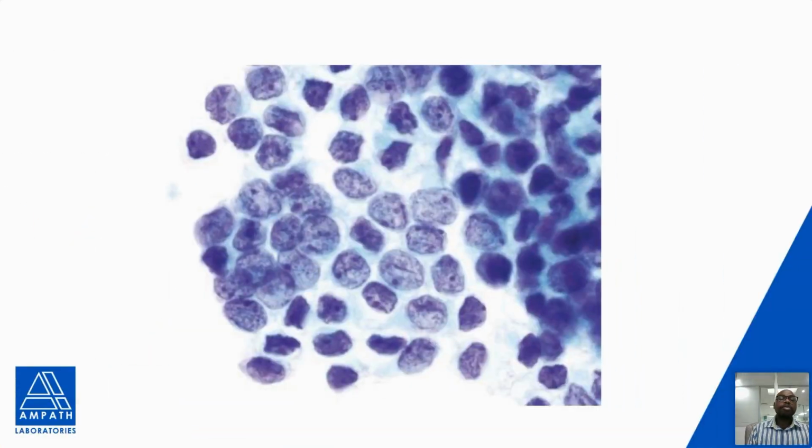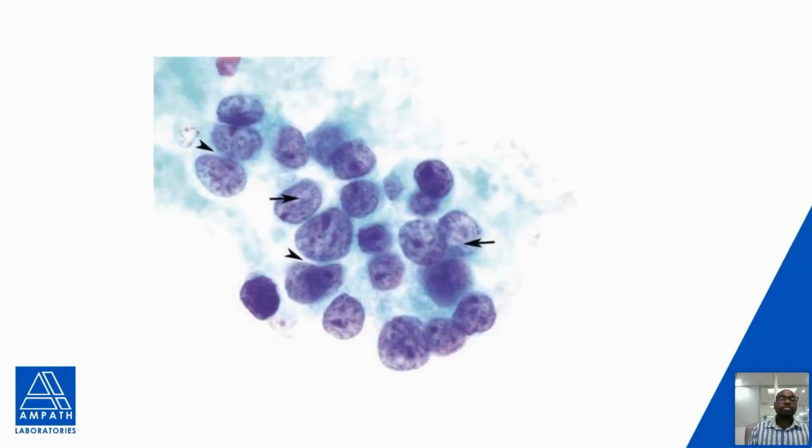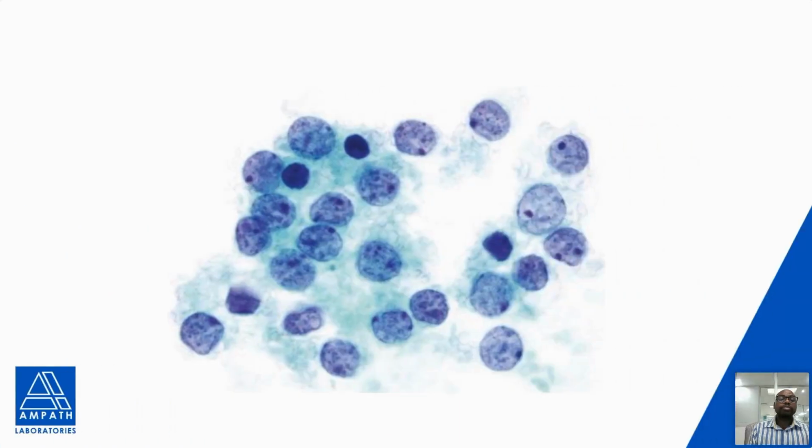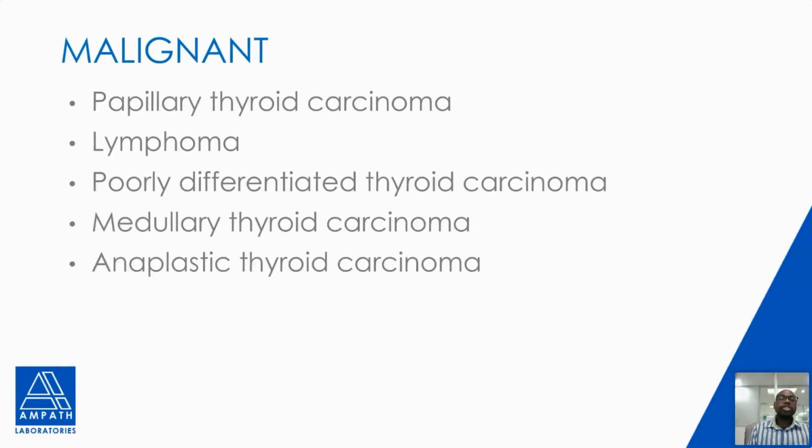So this is just an example where you have some nuclear grooves and nuclear pallor, but some of these cells have coarse chromatin. And this is another example where you just have some nuclear grooves here and there, but the rest of the cells still have this coarse chromatin. And this is another example showing similar features.